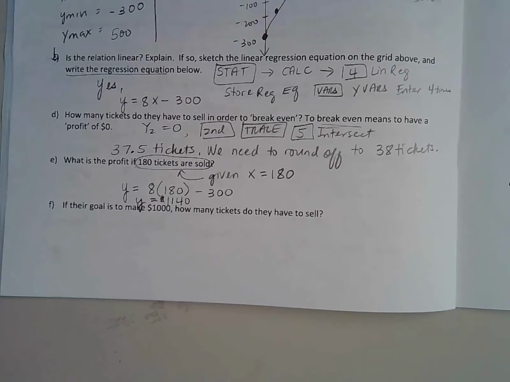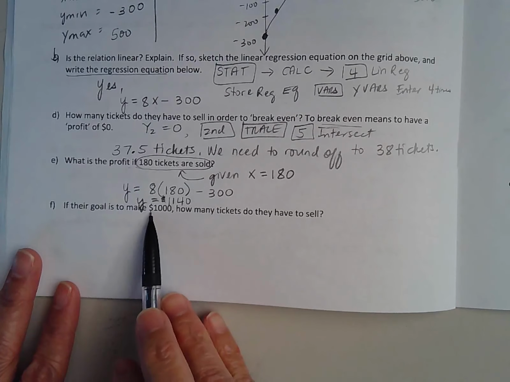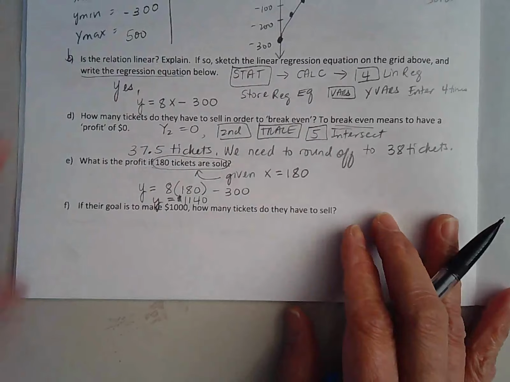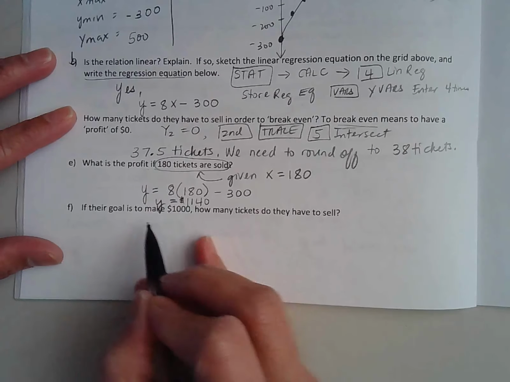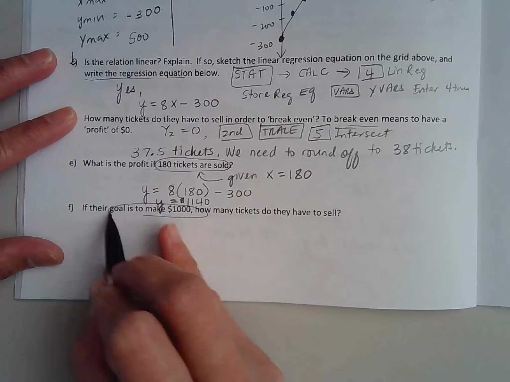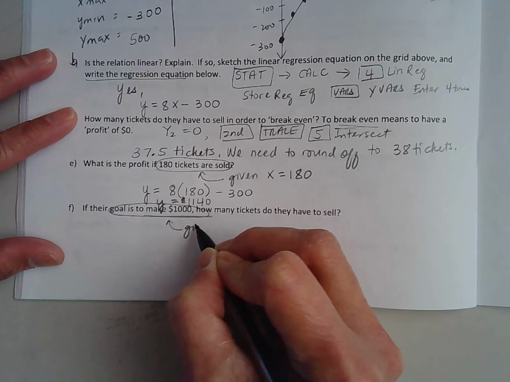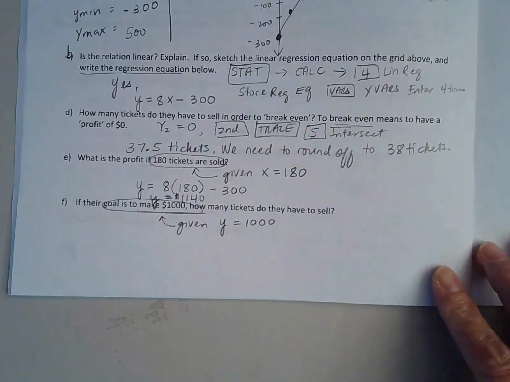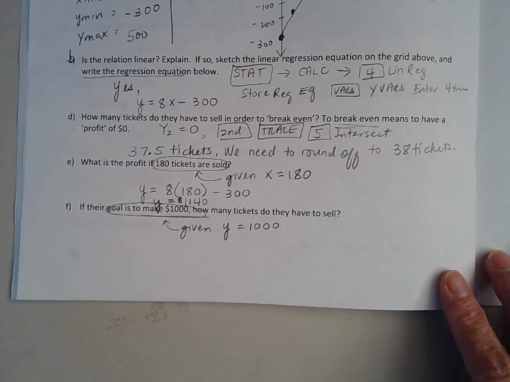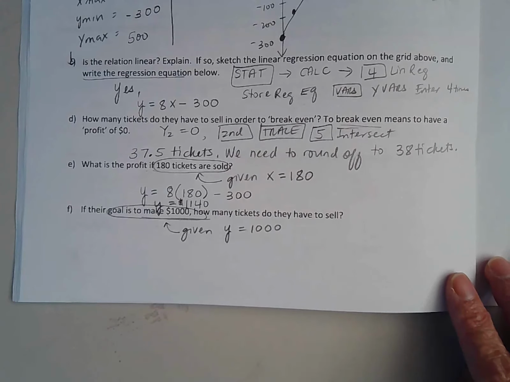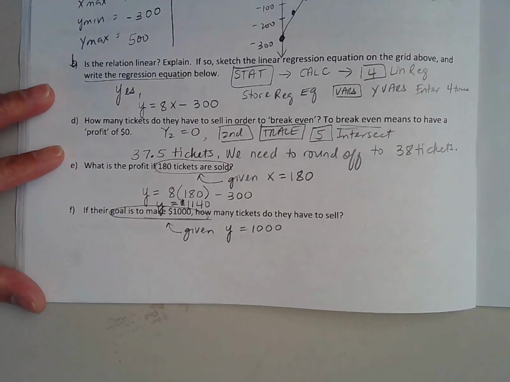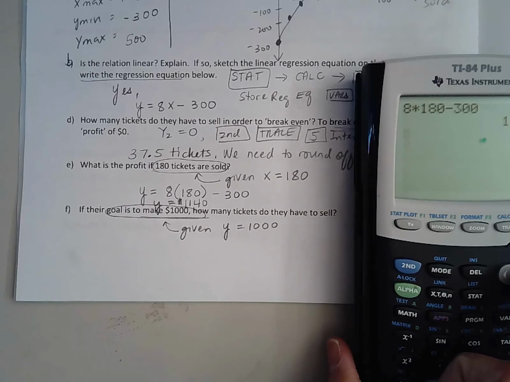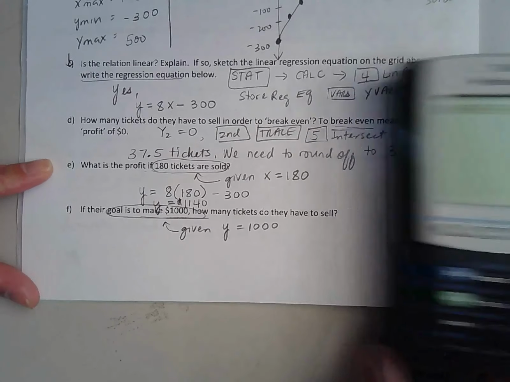Okay. The very last one. It says if their goal is to make $1,000, how many tickets do they have to sell? Now, what they're giving us here is the Y value. Y is $1,000. What we need to do is figure out the X. So how can we do that? We can do algebra. We know how to do it.